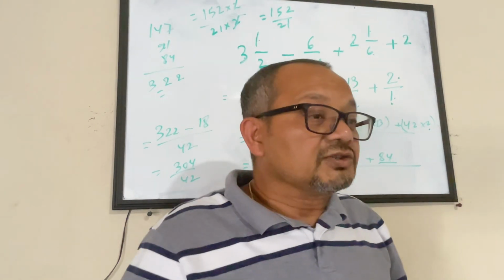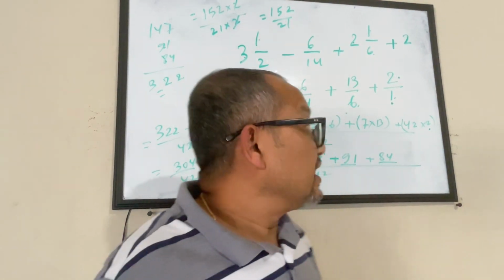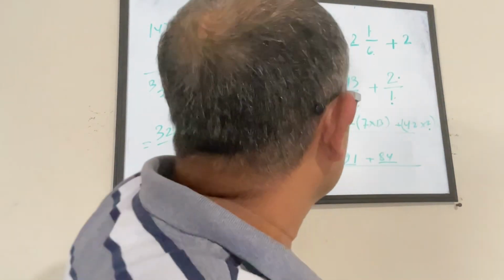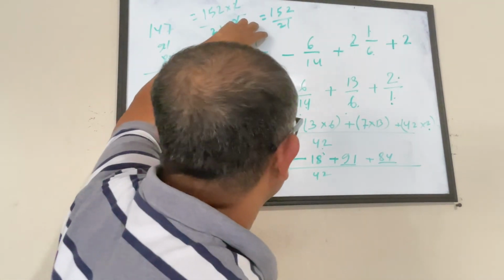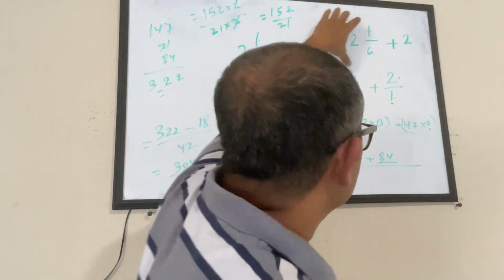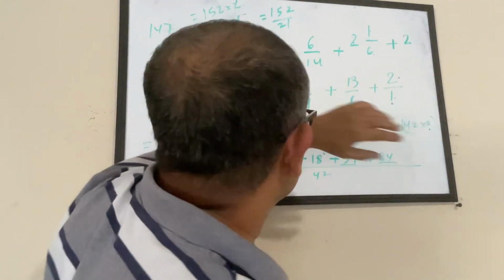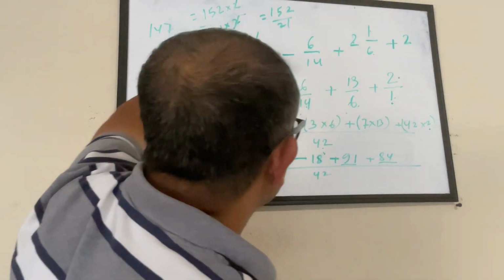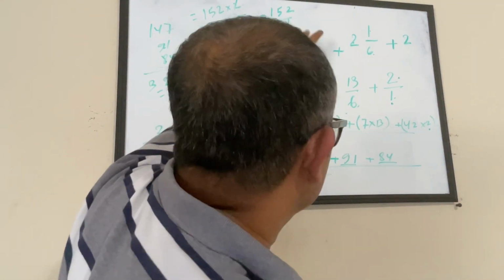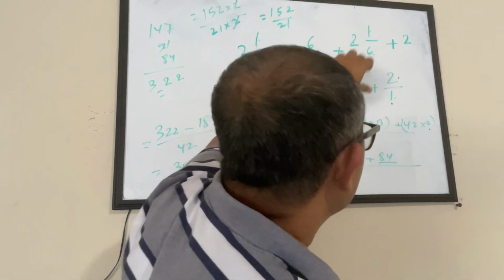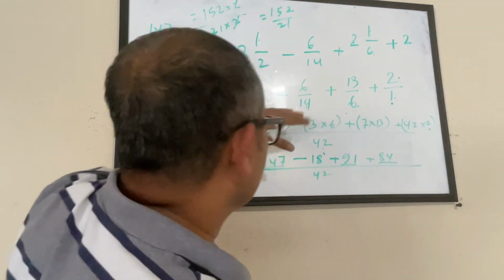Okay, so this is again... Let me review if I have gone wrong or you guys have gone wrong. I had this number as a mixed number, this is my fraction, this is a mixed number, this is a natural number. I have to convert everything to a fraction. So this is converted to 7 by 2, this is converted to 6 by 14, this is anyway a 6 by 14 fraction, I am not converting that. This became 13 by 6, this became 2 by 1, so everything is a fraction now.